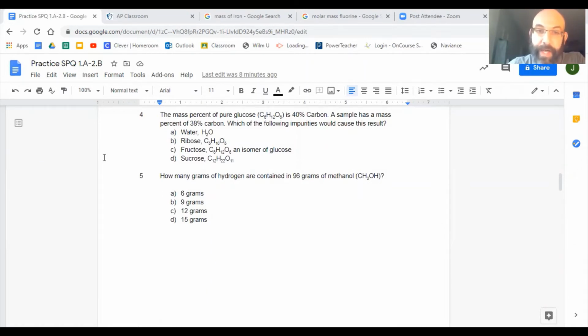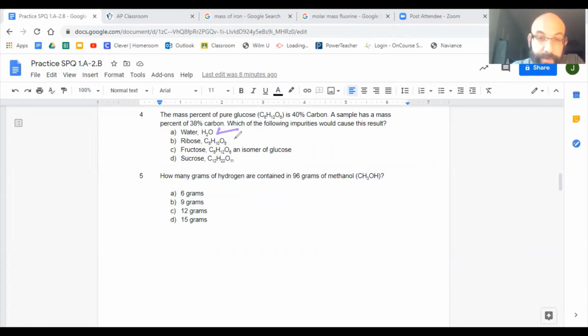And we have a sample and it's only 38% carbon. So we say, why do we have less carbon than we think? Which of the following impurities is going to cause that? So let's look here. Water definitely would cause less carbon to be present because there's no carbon in water. So this is plausible, so I'm just going to check mark it. Let's go through everything else to see if it's the best answer.